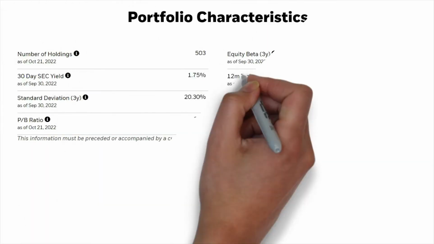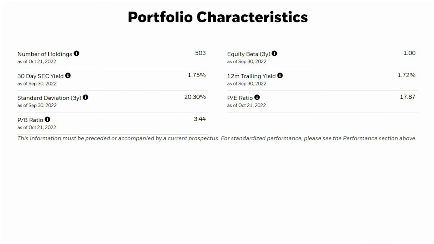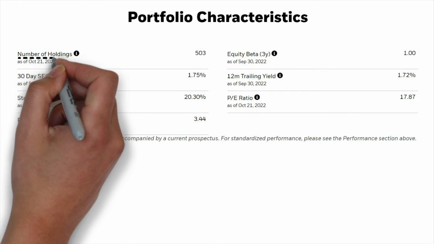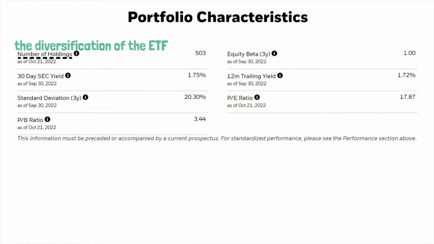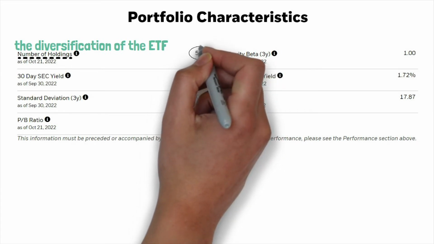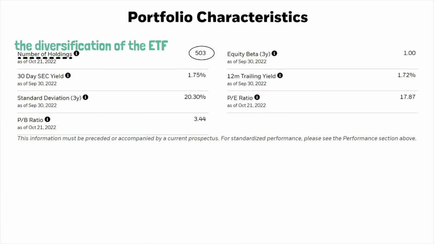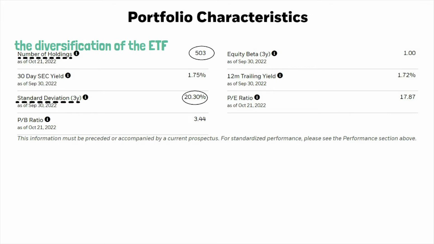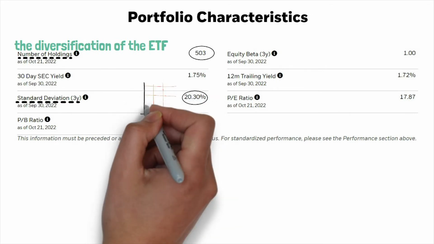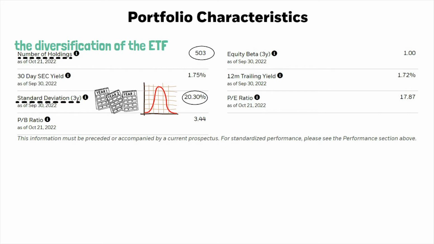Then we must check the portfolio characteristics part. It is very important to check first the number of holdings, as this shows the diversification of the ETF. In this case, we have 503 different investments. Then we must check the standard deviation, which in this case is 20.3%. This is the average yearly volatility of the fund over the past 3 years.